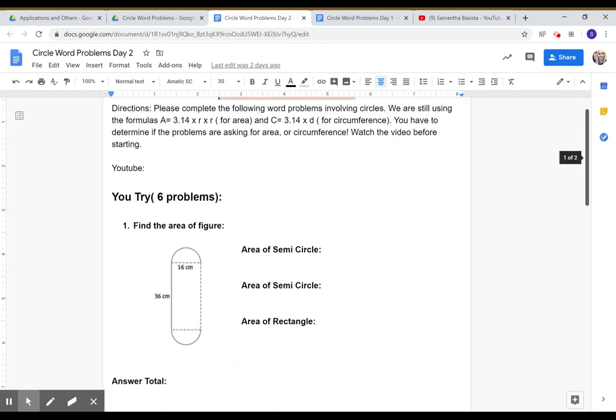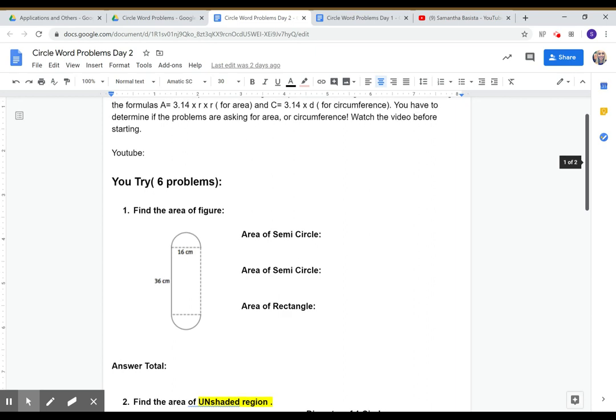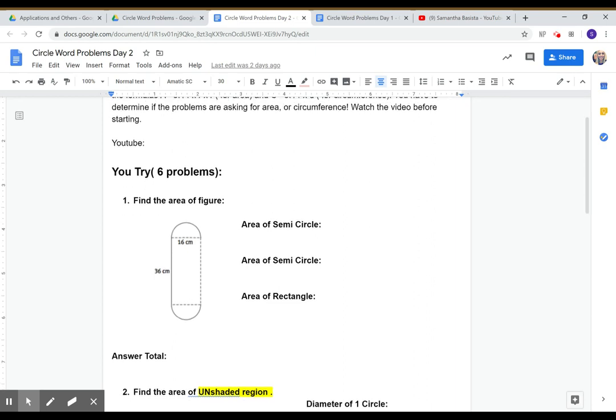So let's look at number 1. Number 1 is like a problem we did yesterday. I want to find the area of this figure. To find the area of this figure, let's look at what we have. I'm going to outline this for you. I have 2 semicircles, so that means 2 half circles, right? I'm going to outline that in purple. And then look what I have in the middle. In the middle, I have a rectangle. So I need to find the area of all 3 of those and add those up.